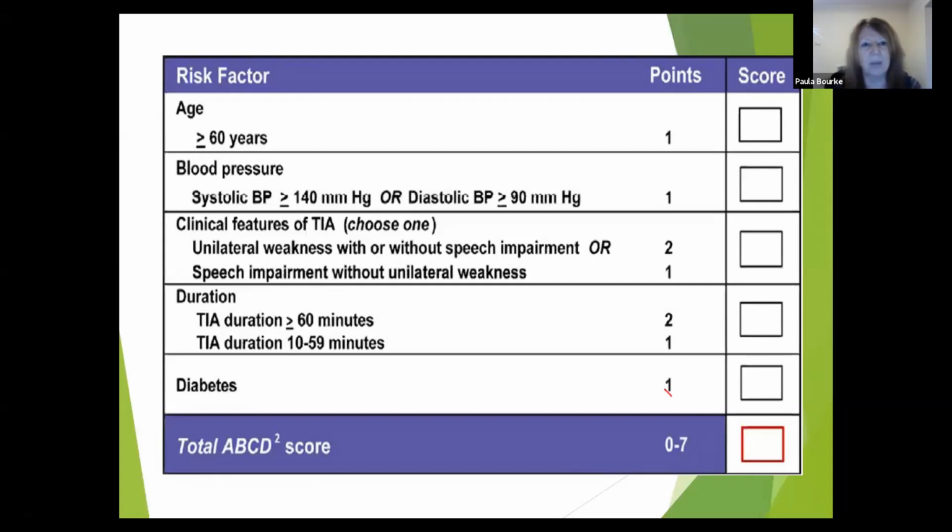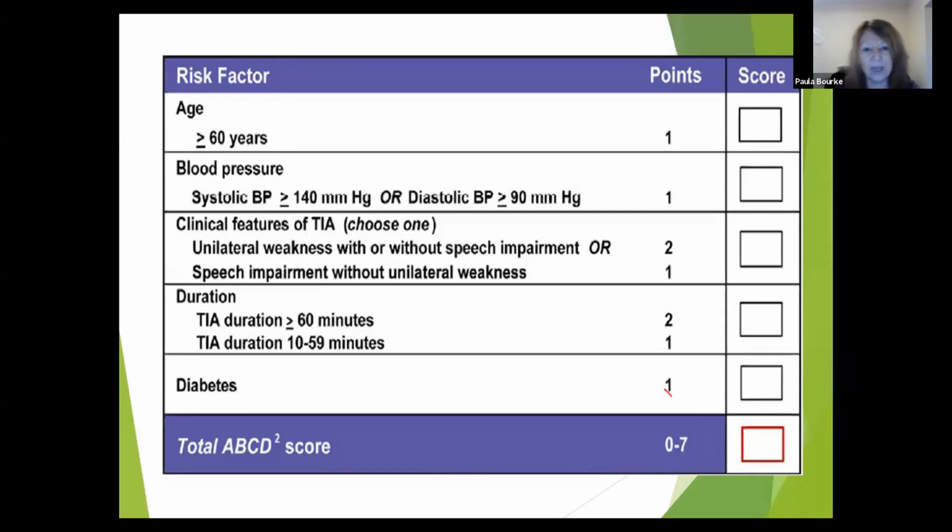Yes, don't take it black and white. You might decide actually not to worry about the age, or you might think, well, the age, if it was 40, in countries where the average age of a stroke is a lot lower. But then you've got the blood pressure. So if the systolic blood pressure is greater than 140, or the diastolic is greater than 90, you get a point. So you've got the patient in front of you, his blood pressure is way up, you've got a point. Then you look at the clinical features of a TIA.